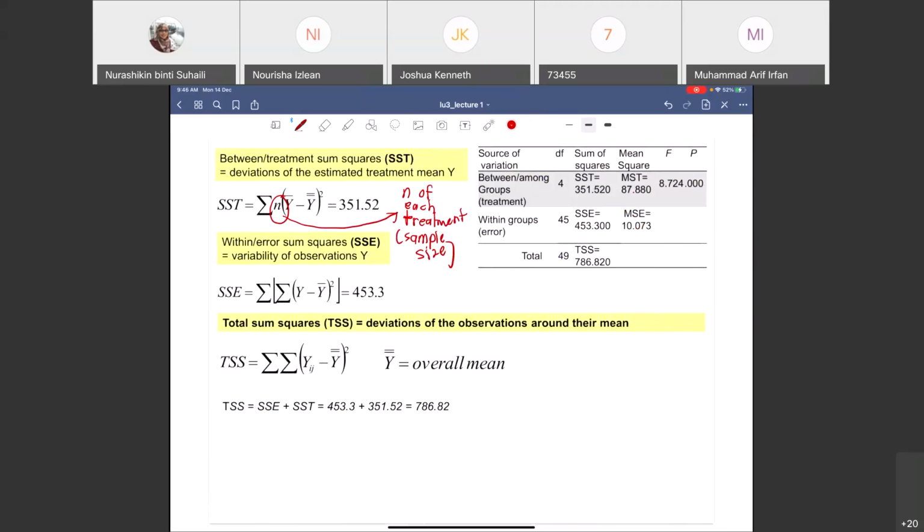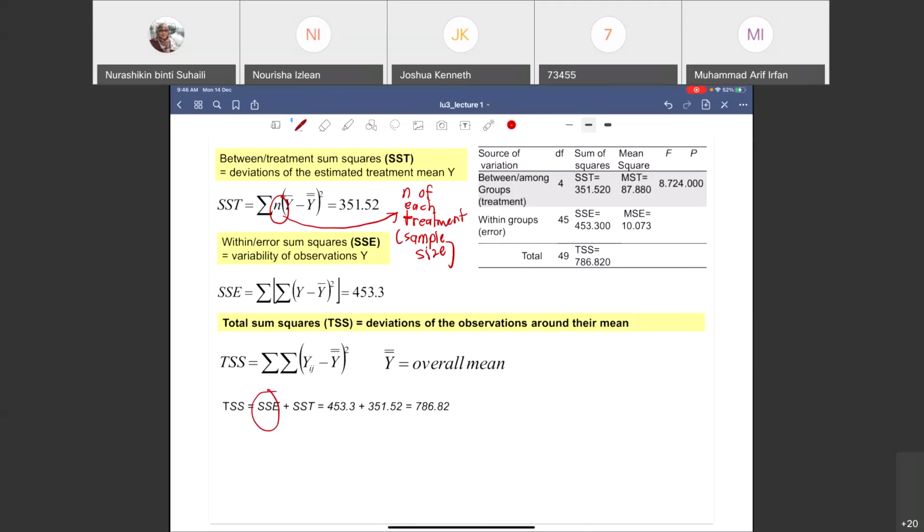So this is the formula. I'll give you the formula first and show later how to use it. It looks a bit complex over here. Now, for SST, although you are given this SSE formula, you can actually subtract SST from TSS in order to get SSE.